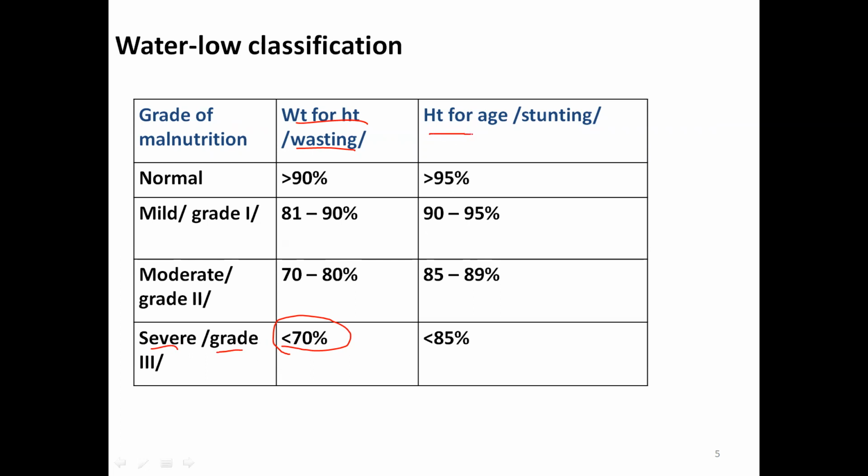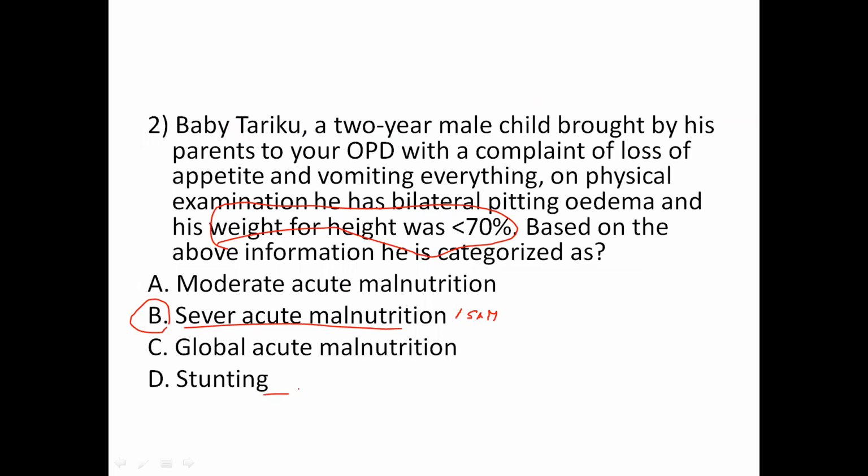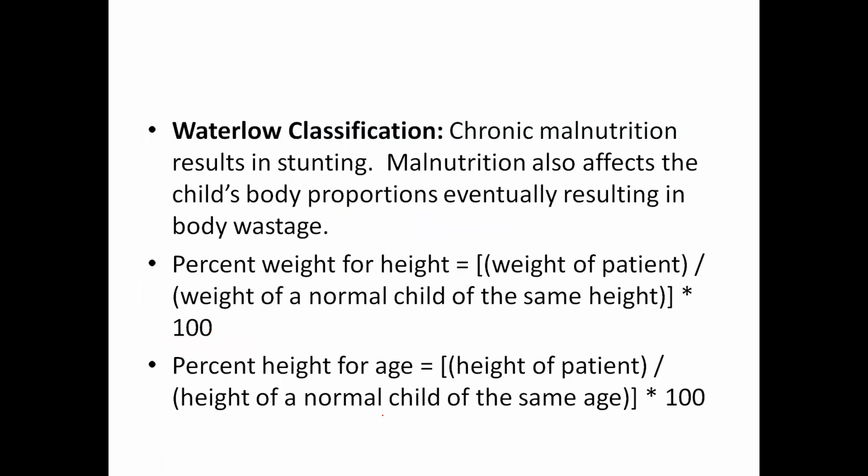The other measure, height for age, tells us about stunting. If it is greater than 95, we call it normal. Mild, if it is 90 up to 95, and severe stunting is less than 85%. So we find stunting if we do height for age, not weight for height. So in the Waterlow classification, chronic malnutrition results in stunting.